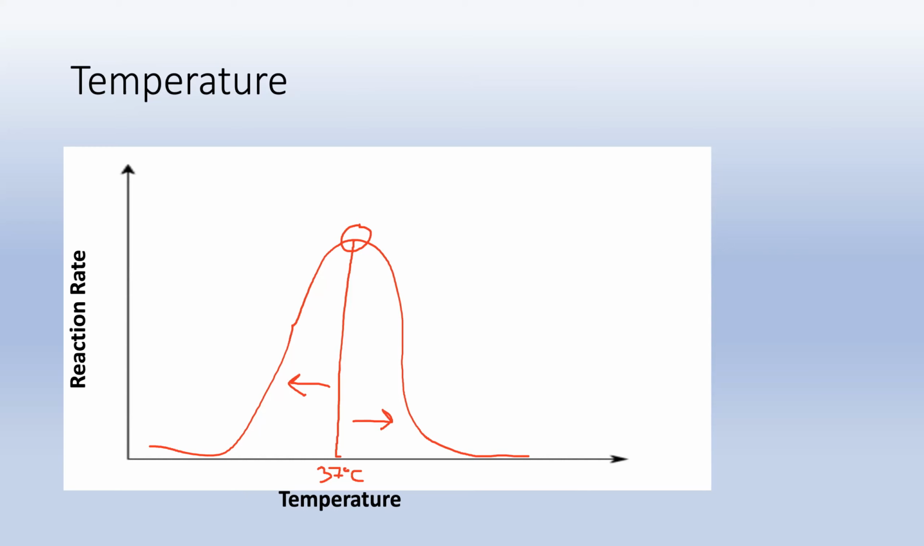On the other hand, you can decrease the temperature, which is going to cause your molecules to actually move slower, decreasing that collision between enzyme and substrate, which will result in the same thing of decreasing your reaction rate.